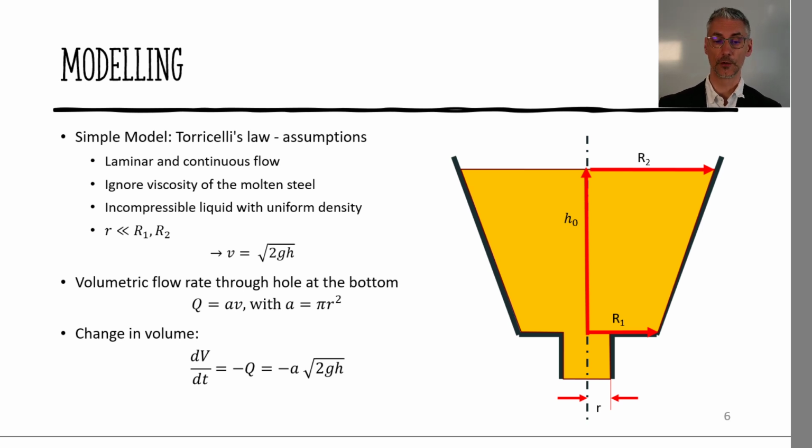Meaning that the change in volume with time is the negative volumetric flow rate, right? And so if we put all of that in, we have minus A, the area of the outlet orifice, times V, given by Torricelli's law.